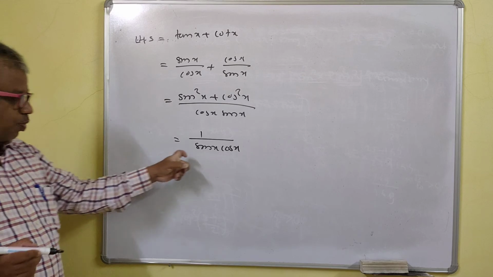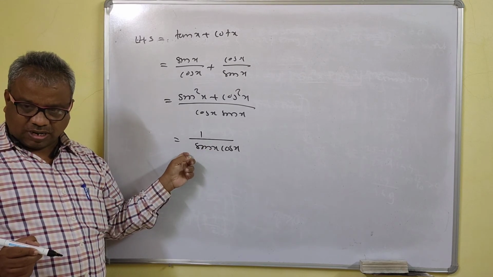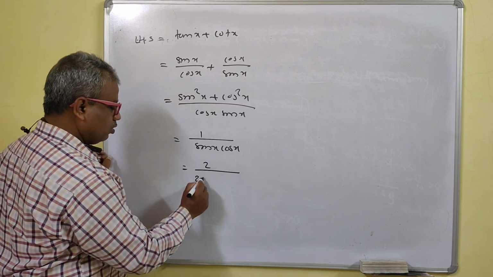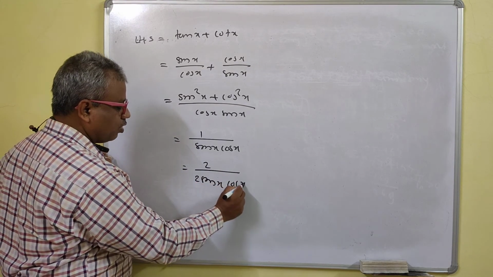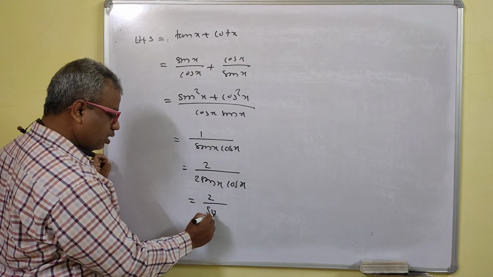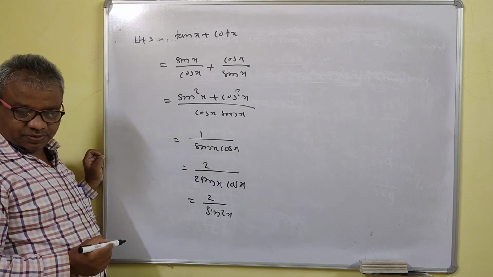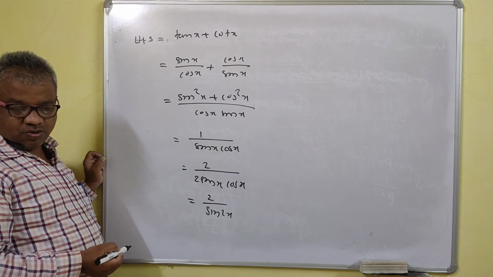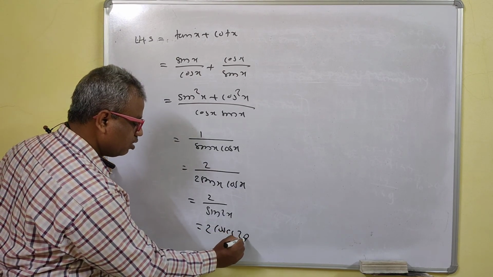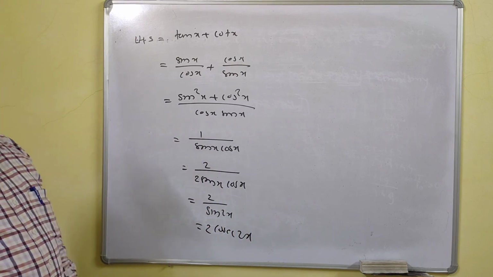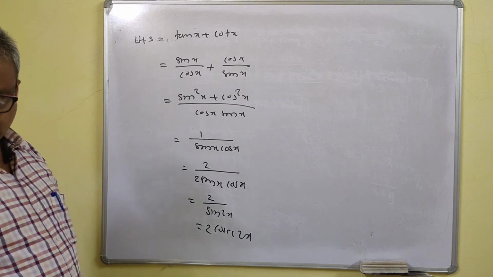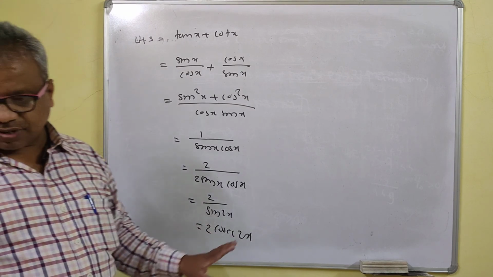Now I know the formula for 2 sin x cos x. 2 is not there, so I will divide and multiply by 2. So this is 2 upon 2 sin x cos x. Now your 2 sin x cos x is the formula for sin twice x, and 1 upon sin twice x is nothing but cosec twice x. So this is 2 cosec twice x. So this will be your RHS. So you are through. Okay, so I think it is enough. We'll stop here.